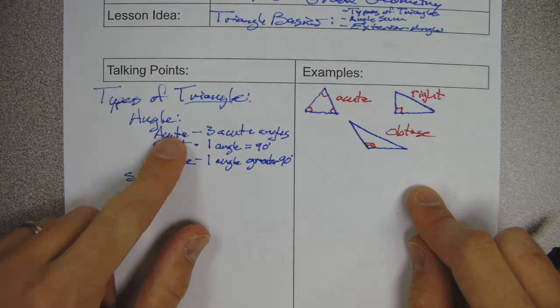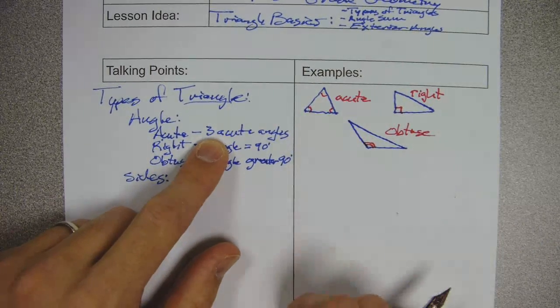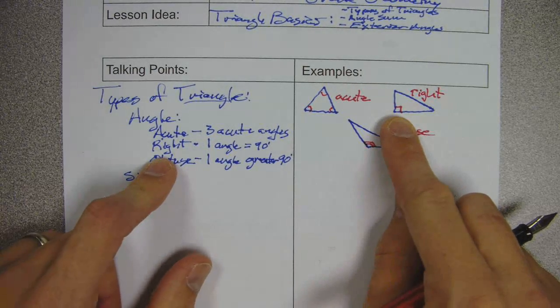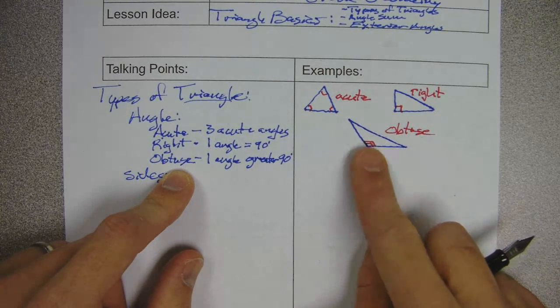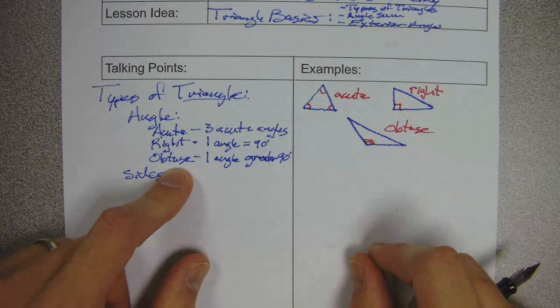In order for you to have an acute triangle, all 3 angles have to be acute. So this would be an acute triangle. For right triangles, only one angle is 90. Again, you couldn't have more than that. And then for an obtuse triangle, one angle is greater than 90. And again, you can't have more angles than that being greater than 90 or the triangle won't work. And we'll talk about why in just a second.